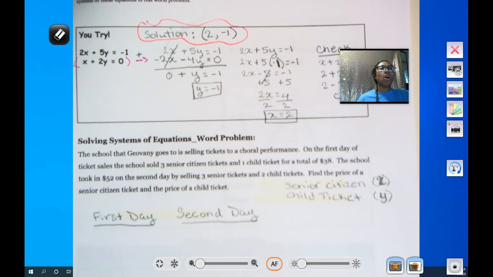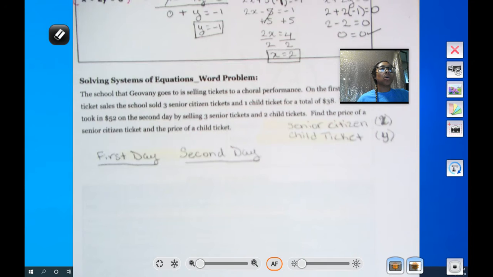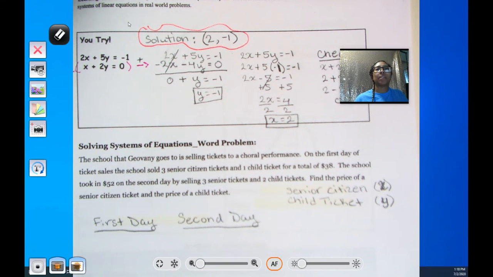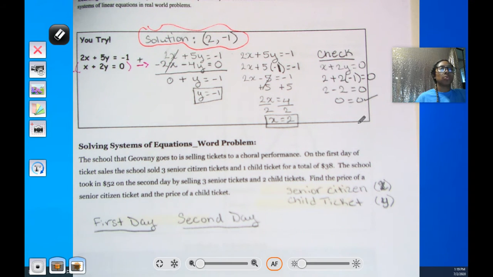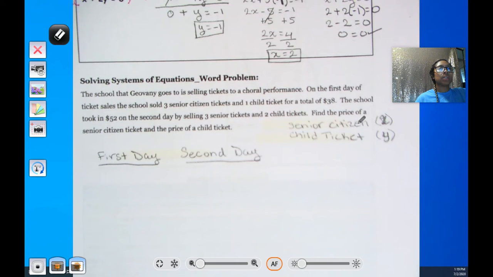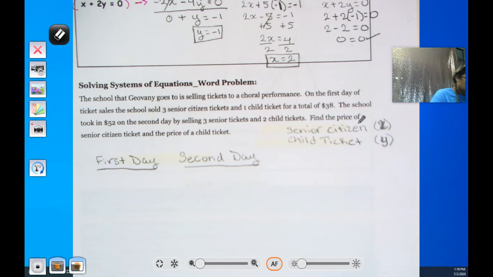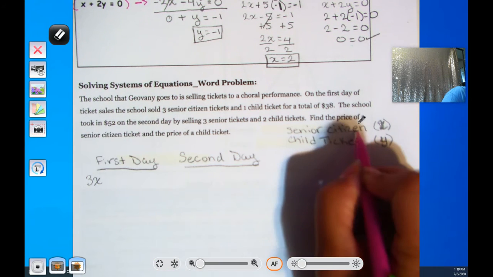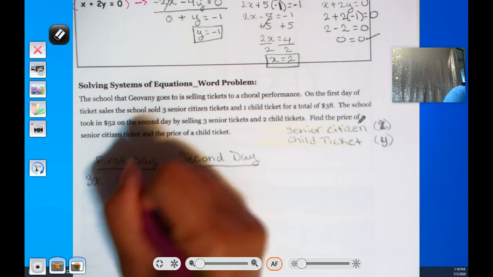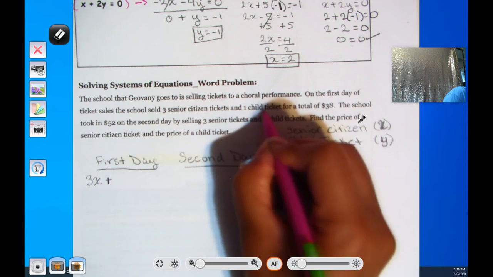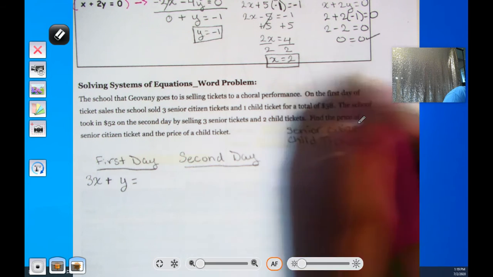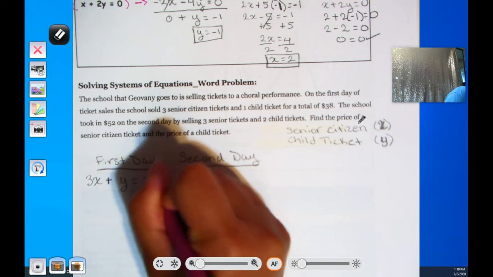So what's happening? Well, on the first day, according to our information, we sold 3 senior citizen tickets and 1 child ticket. So 3 senior citizen tickets is 3X because the X represents the senior citizen tickets. And we sold 1 child ticket, so that's just 1Y. And that came to a total profit of $38.